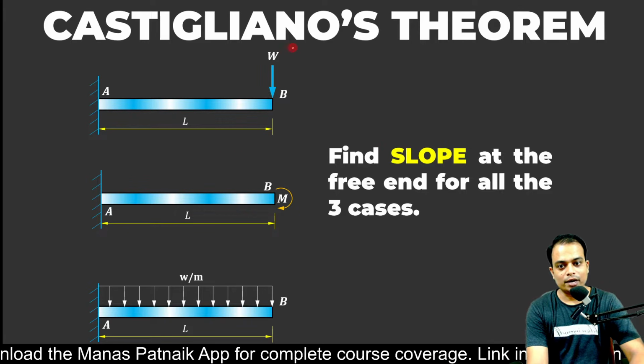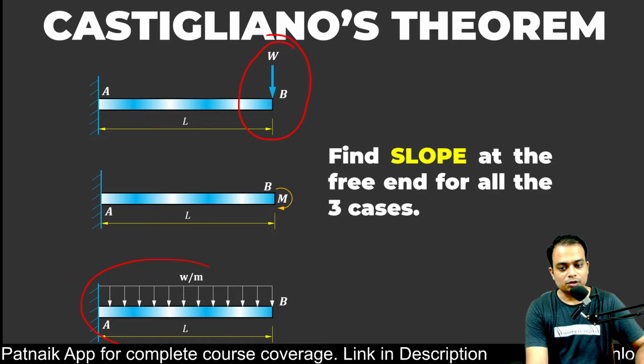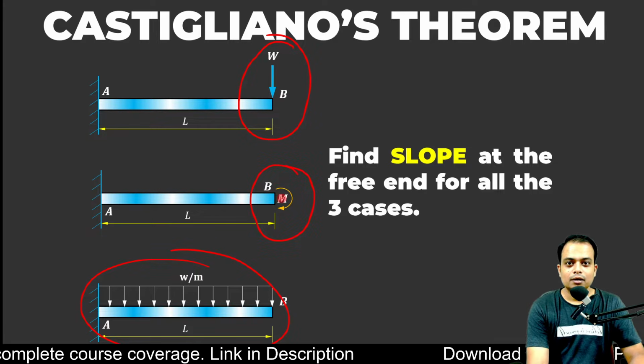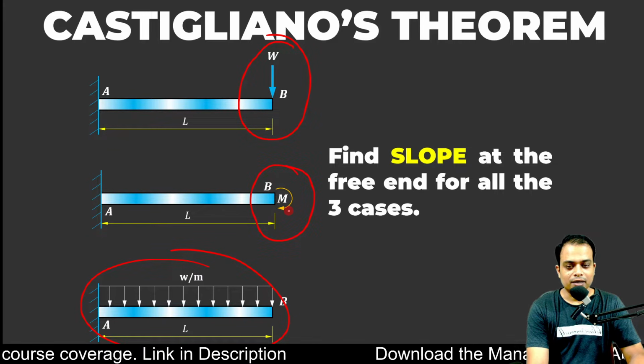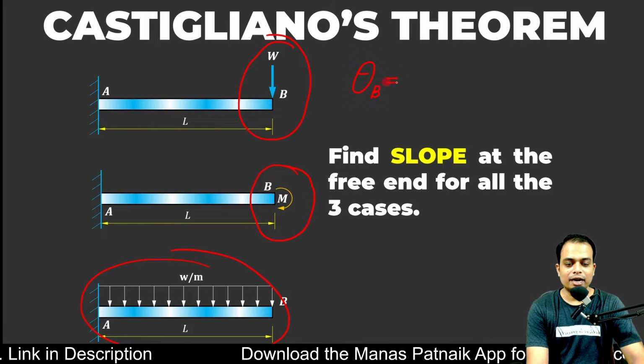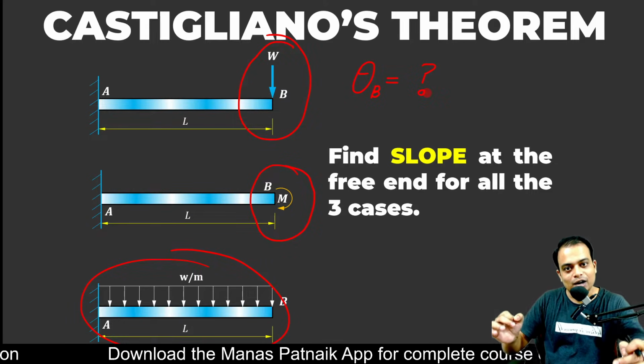We are going to be essentially discussing the cases of a cantilever beam. In case number 1, you've got a point load at the free end. In case number 2, you've got a UDL, and in case number 3, you have got a couple at the free end. How can you calculate the slope at point B, or at the free end? This is going to be the objective and agenda of today's session.